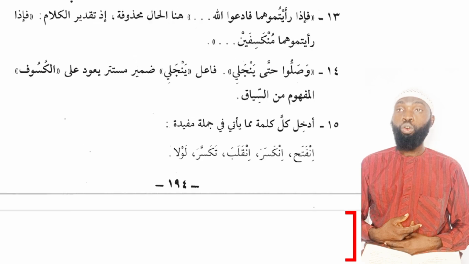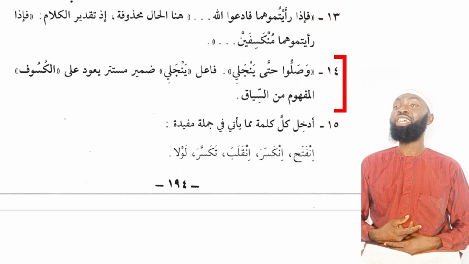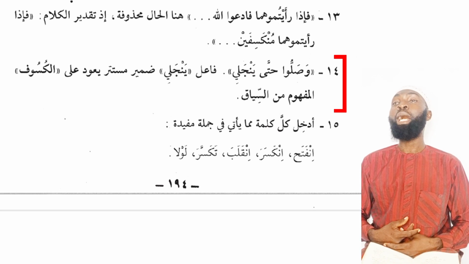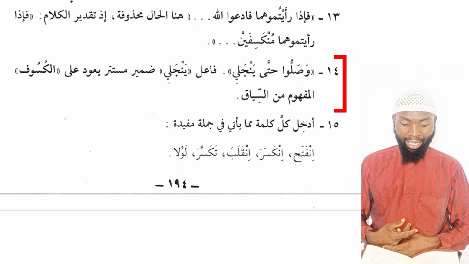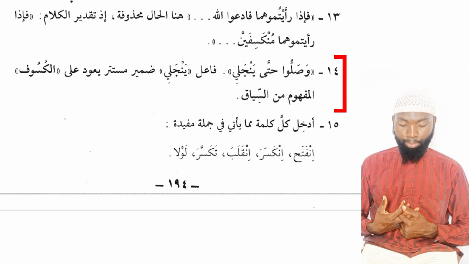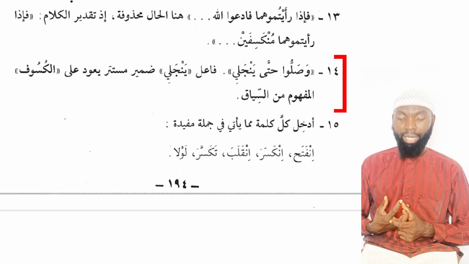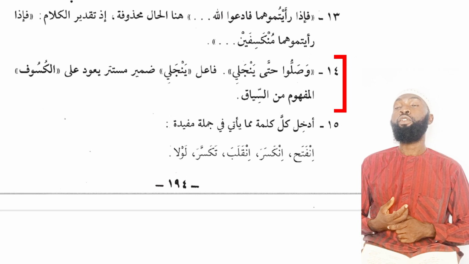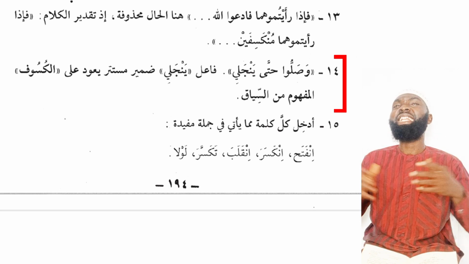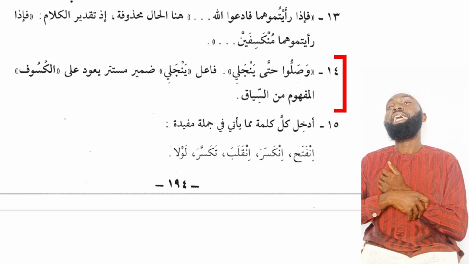And here we have وَصَلُّوا حَتَّى يَنْجَلِيَ. We are trying to analyze the hadith. The Prophet said وَصَلُّوا حَتَّى يَنْجَلِيَ, and pray until they become clear. The fa'il of the word yanjali is a hidden pronoun, dameer mustatir, returning back to al-kusuf, understood from the context, from the statement that the Prophet sallallahu alaihi wasallam has used. MashaAllah. So yanjali means that when you see the eclipse, it has what?